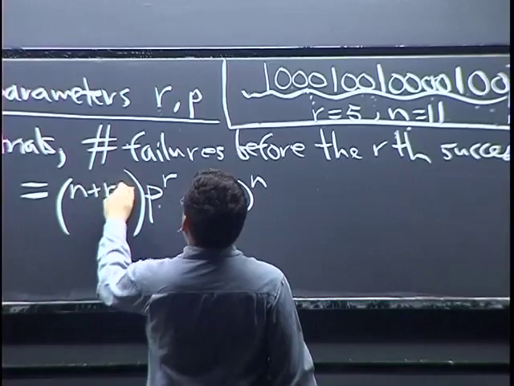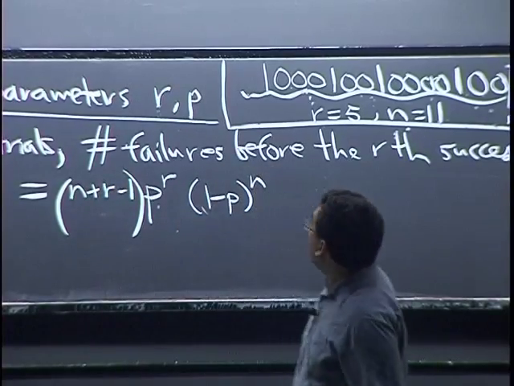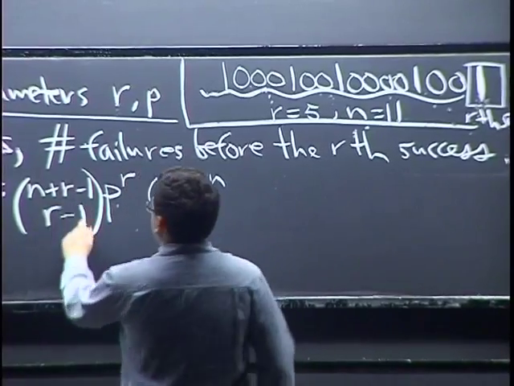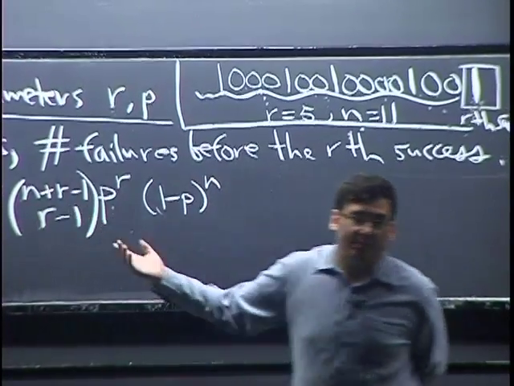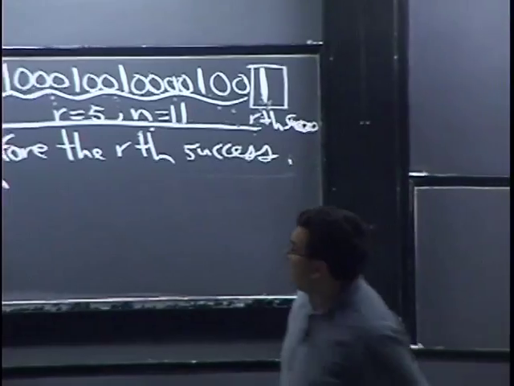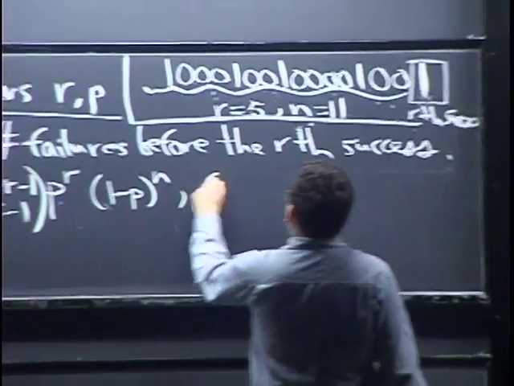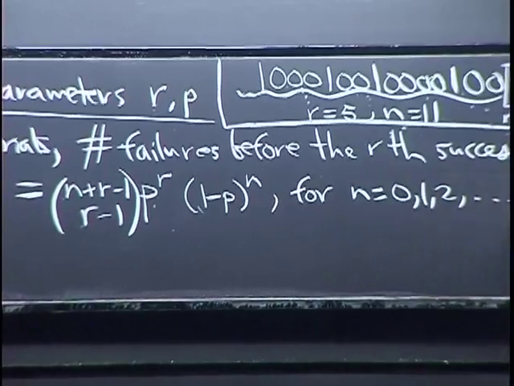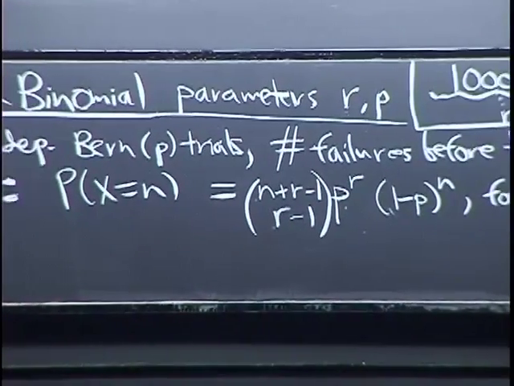And then we just have to choose where the successes are. There are r minus 1 successes, so we could do choose r minus 1. We could also do choose n. Remember, it's the same thing. So this is for n equals 0, 1, 2, and so on. So that's the PMF.